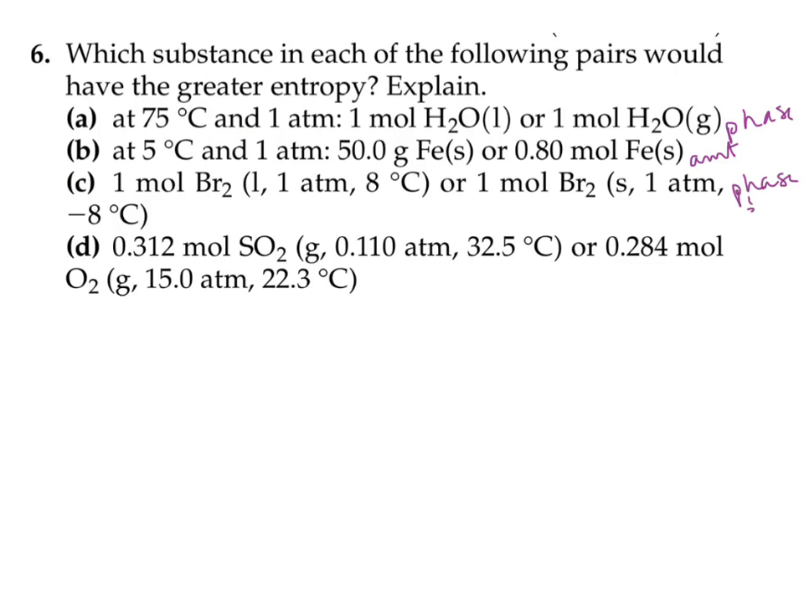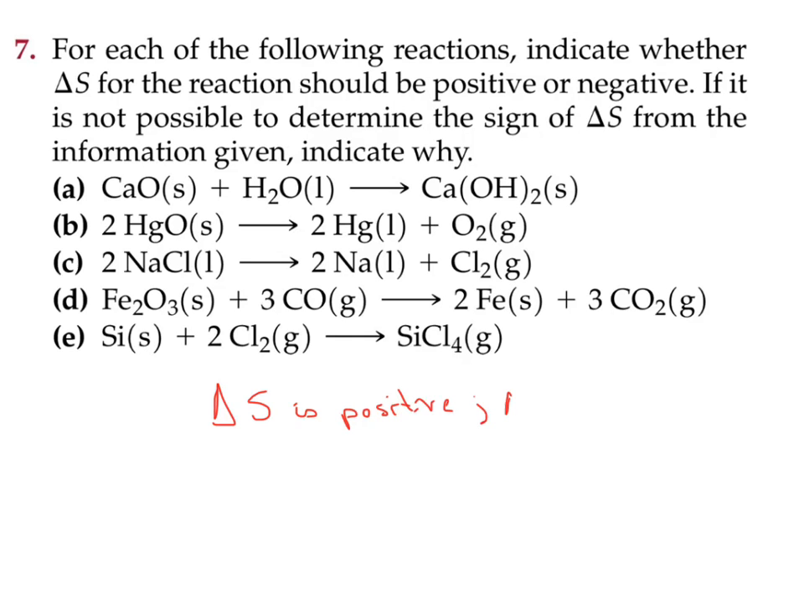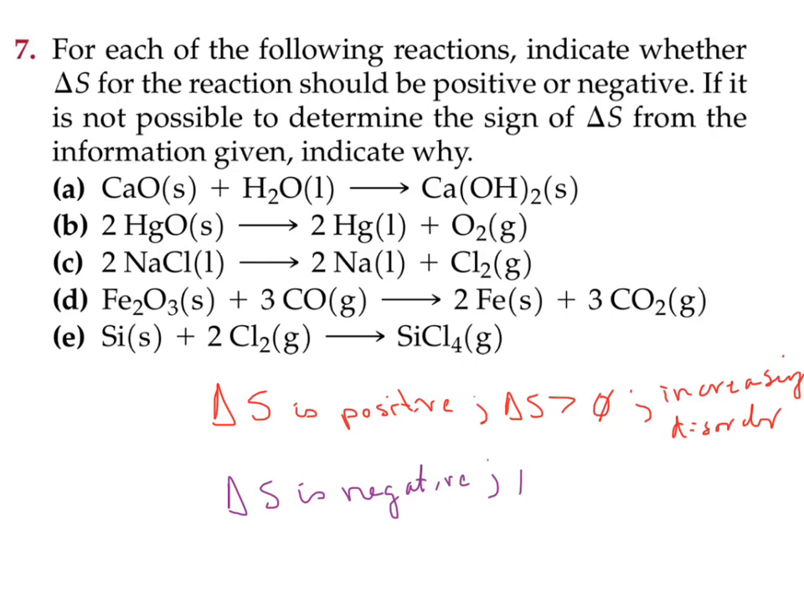And then this one. A, there's a difference in phase change. B, there's a difference in amount. C, there's a phase change and temperature change, which shouldn't be too surprising. And D is just a temperature change. So again, kind of left and right. Think of the right one as the one you're going to end up with. Is it more disordered or less disordered? More entropy or less entropy? For each of these, indicate whether delta S should be positive or negative. And then it's like we said. Positive delta S means that disorder is increasing. Negative delta S means that disorder is decreasing, or order is increasing.